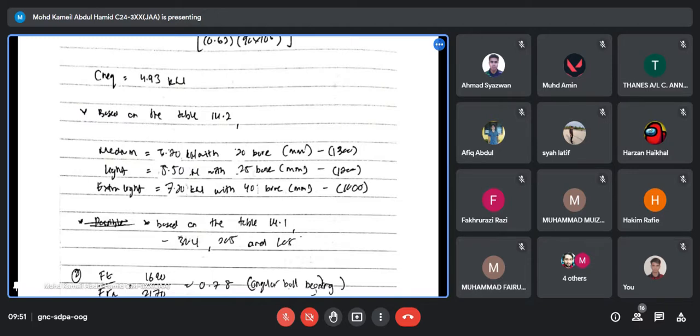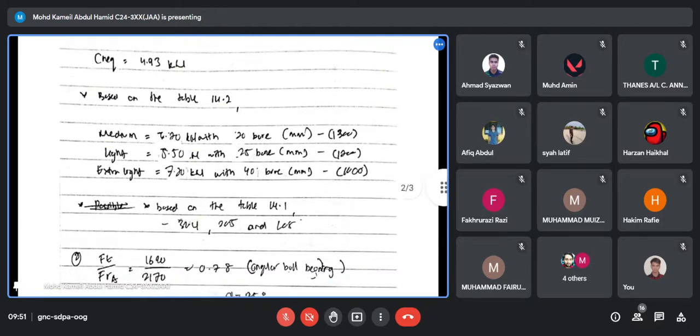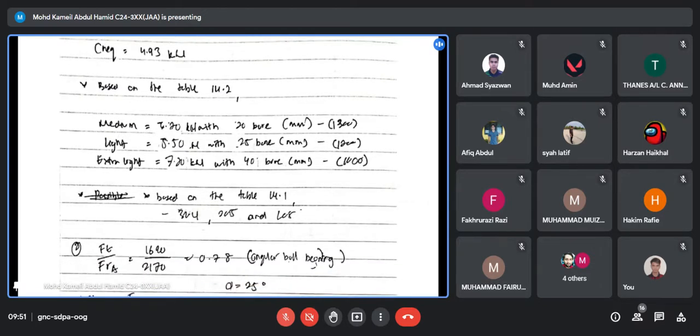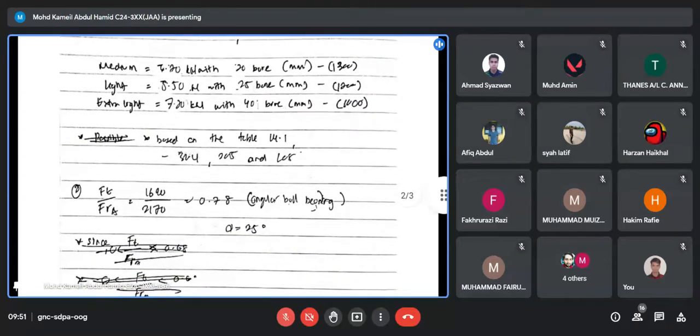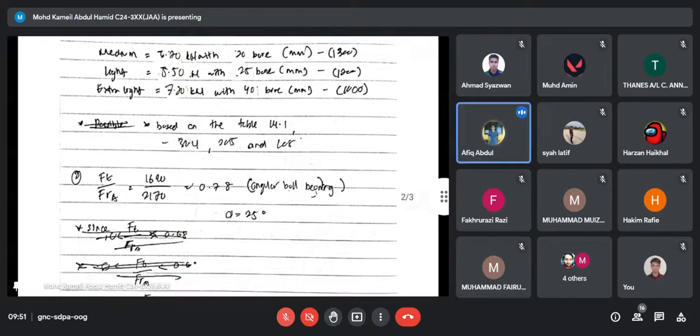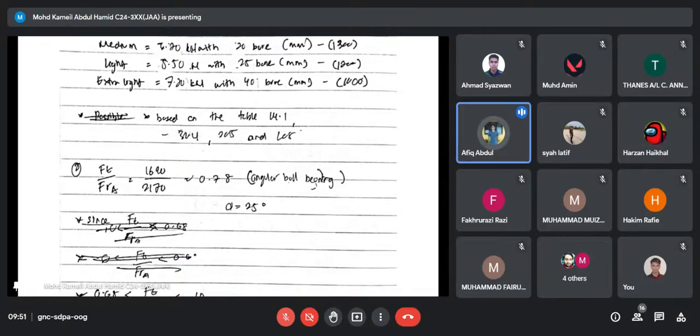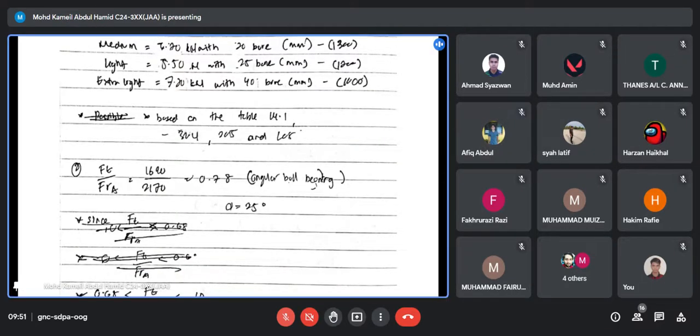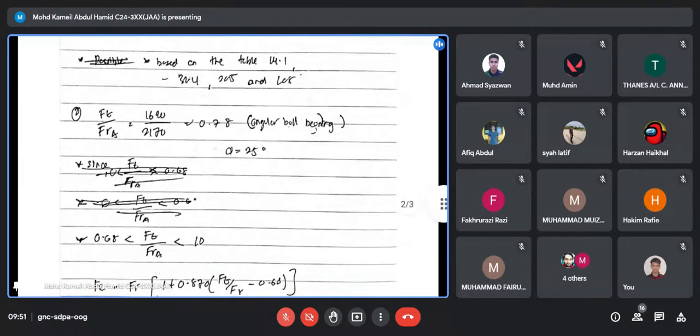Okay, so just follow carefully, and based on Table 14.1, you should use T04, 205 and L08. So write neatly, Afiq, otherwise I cannot understand it. Okay doctor, because I want to be fast. That T04 is hard to read now. Okay, for B, 0.78. Okay.